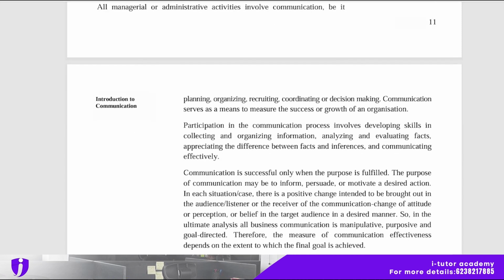Communication is successful only when the purpose is fulfilled. The purpose of communication may be to inform, persuade, or motivate a desired action. In each situation or case, there is a positive change intended to be brought about in the audience, listener or receiver of the communication, a change of attitude or perception or belief in the target audience in a desired manner. So in the ultimate analysis, all business communication is manipulating, purposive, and goal directed. Therefore, the measure of communication effectiveness depends on the extent to which the final goal is achieved.